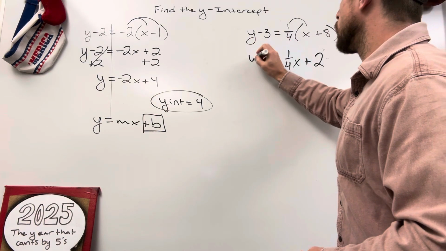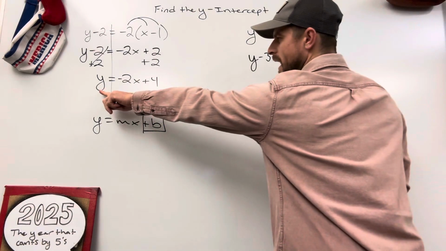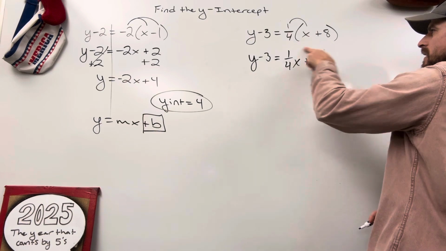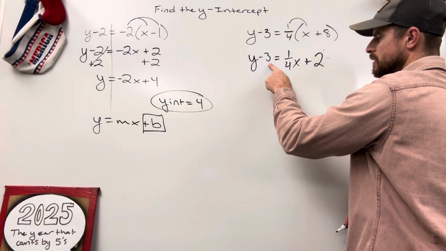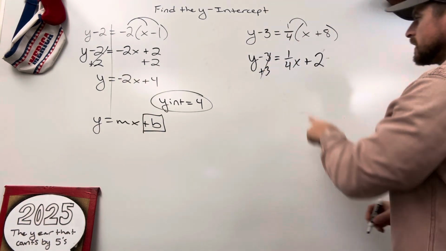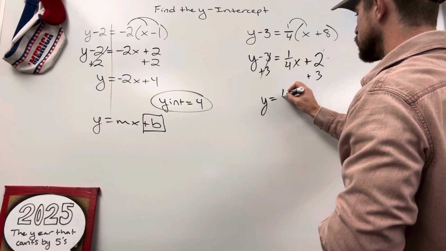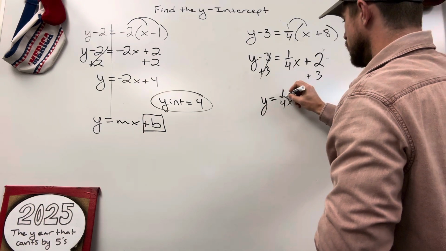Okay, so now we've got y minus 3 on the left side. Think about what we did over here. We had to get y by itself. So we cleaned up the right, we simplified everything over here. We've already done that. Now we just have to get rid of minus 3. Well, the opposite of minus 3 is plus 3. That will cancel it. Add 3 over here. And now we have y equals 1/4 x plus 5.